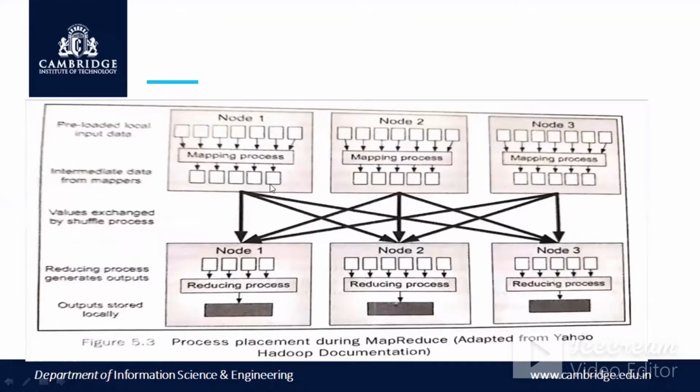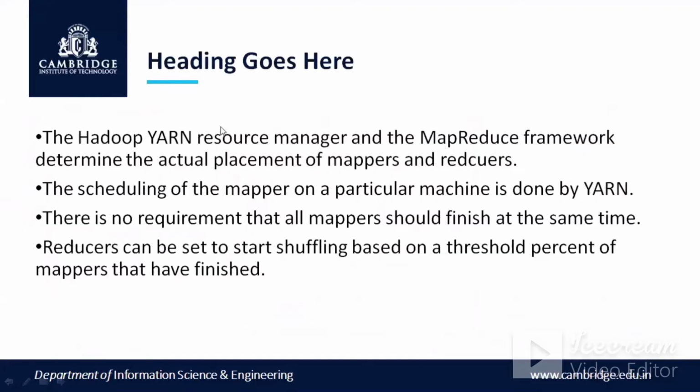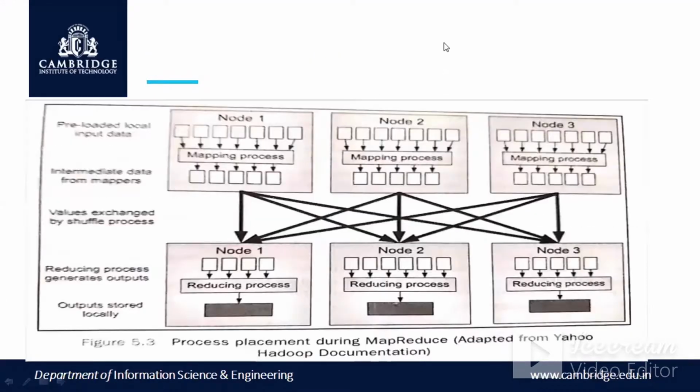So you can see this is the process placement during the MapReduce. So preloaded local input data. These are the nodes, the mapping process, the input split. In this particular diagram, you can see these are the input splits, this is the mapping process, and this is the shuffling process. This is the combining process, the final is the reducing process, and this is the final output.